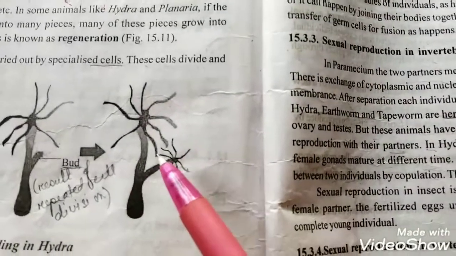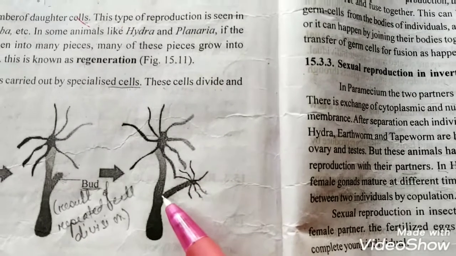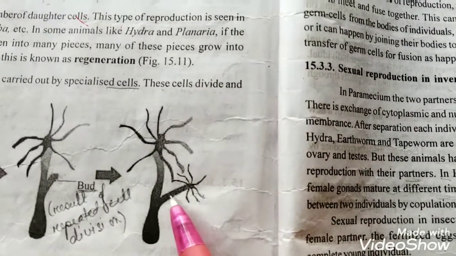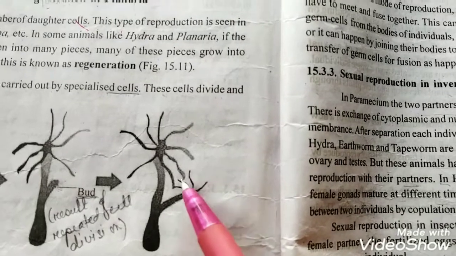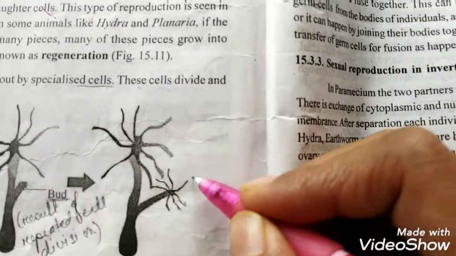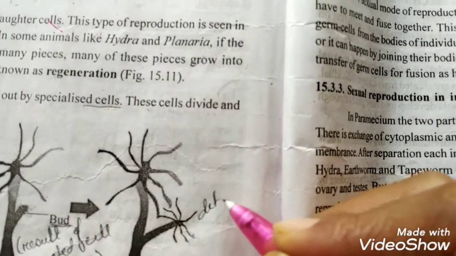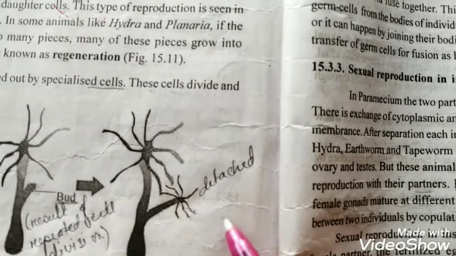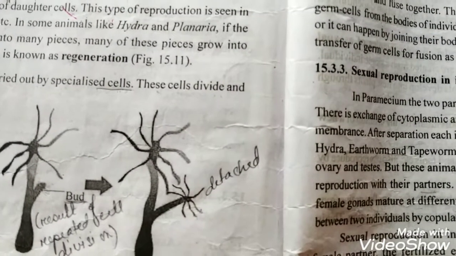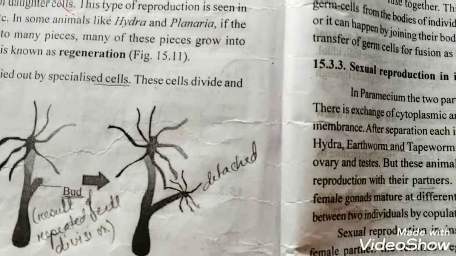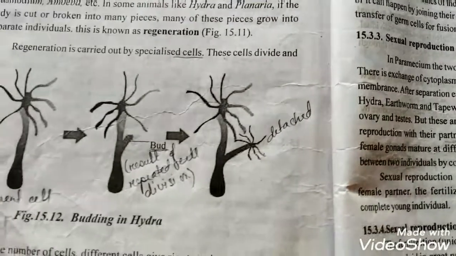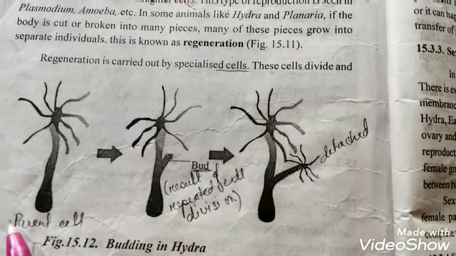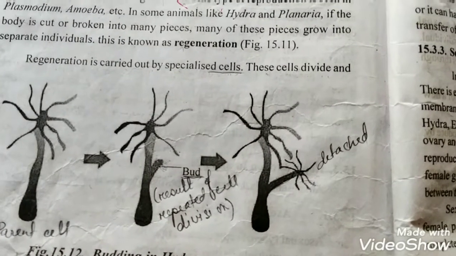So the bud will start developing, attached to the parent cell. But once this bud is mature, the bud will detach from the parent cell, and this bud will develop into a complete new individual. In this way, hydra reproduce their young ones.